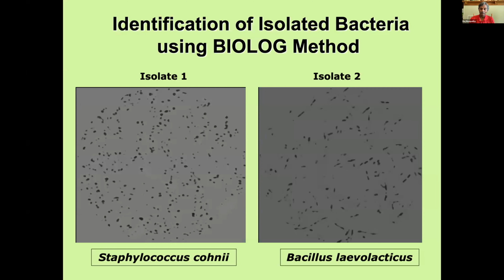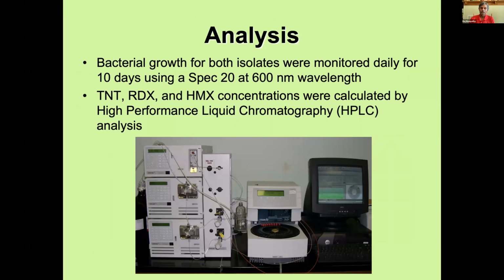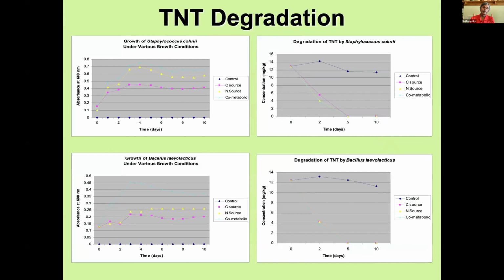And just quickly, I'm not going to give you all the data, just the results for two bacteria that I'm choosing randomly. One is called Staph cohini, another is Bacillus levolacticus. So we exposed these pure cultures to various conditions. We provided TNT as sole carbon source, TNT as nitrogen source. Of course, we used a co-metabolic condition where we provided some extra carbon source. And we went through the traditional methods to analyze. And here is some data.